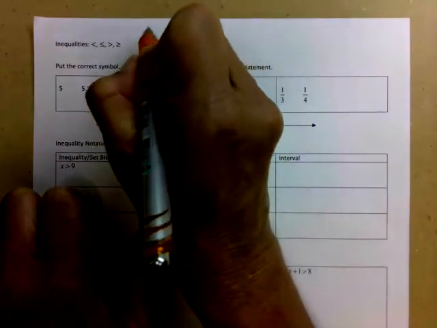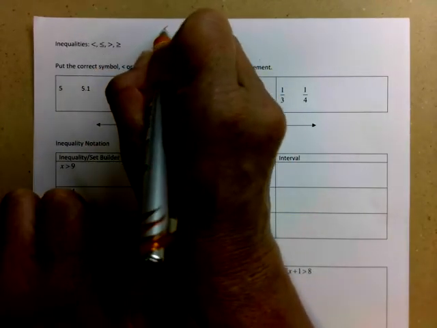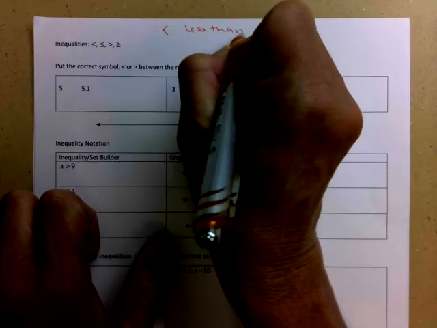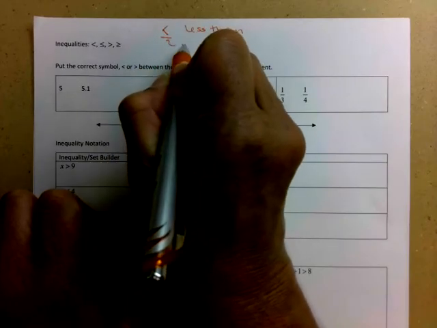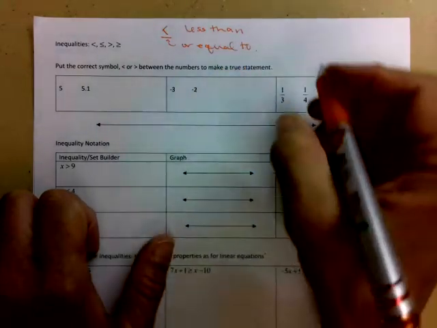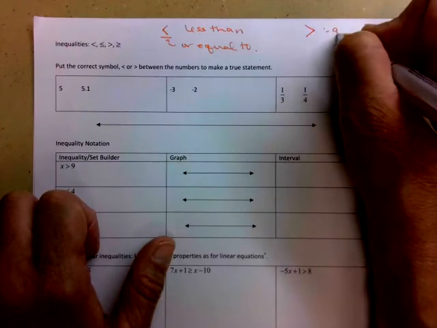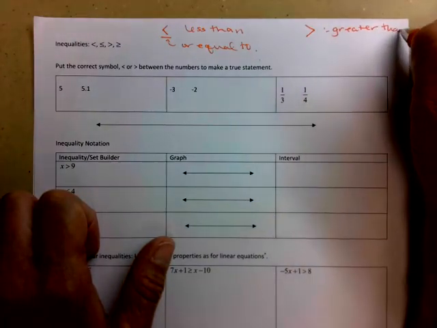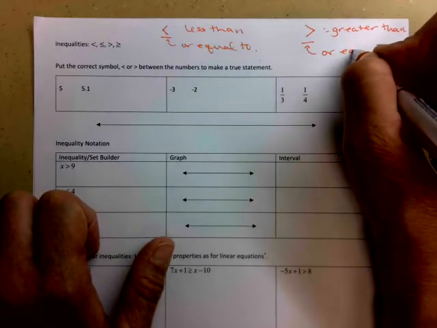If you're reading left to right and you get to the point, that is a less than. When you put the line underneath it, that makes it or equal to. Again, if you're reading this way and you get to the open part, that is a greater than. So the open part is greater than. And then again, if you put the line under it, greater than or equal to.